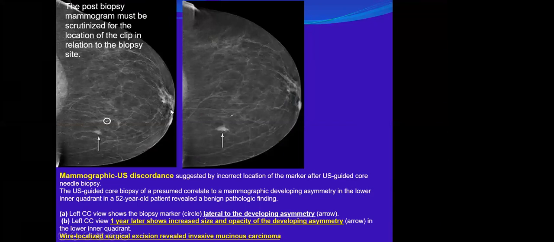Okay, and this is an example of a patient who had a biopsy for the asymmetry, and look at this circle representing the post-biopsy clip, which looks lateral to the site of the asymmetry. On follow-up, the asymmetry was increasing in size, and the post-biopsy clip is far away from it, and surgical excision revealed invasive mucinous carcinoma. We mentioned before, mucinous is one of the causes of asymmetries.